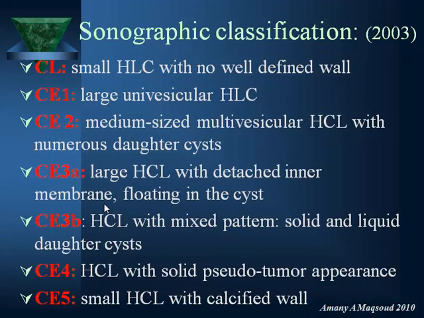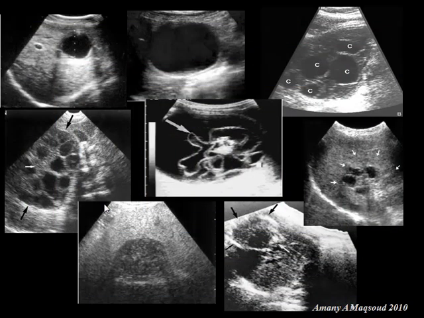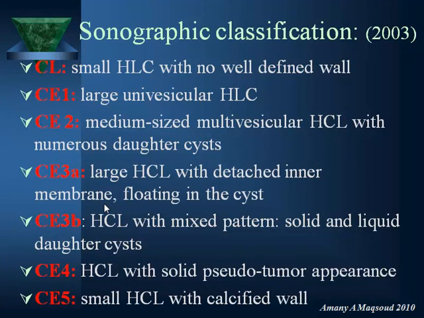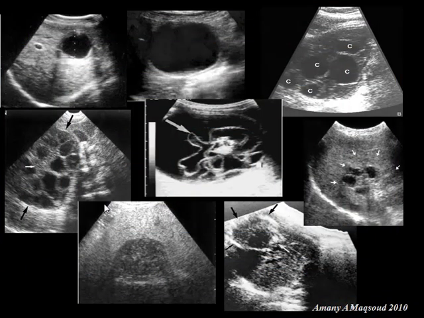And next we have cystic echinococcosis type 1, like the previous one but with a cyst wall, and it is larger in size. This is the next type. And next we have the CE2 type, cystic echinococcosis type 2, a medium-sized multivesicular Hydatid cyst with numerous daughter cysts, like that type and that one.